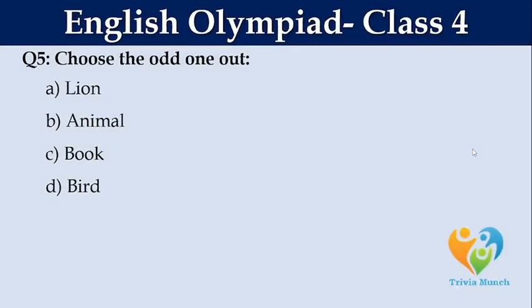Choose the odd one out. Option A, lion. Option B, animal. Option C, book. Option D, bird.